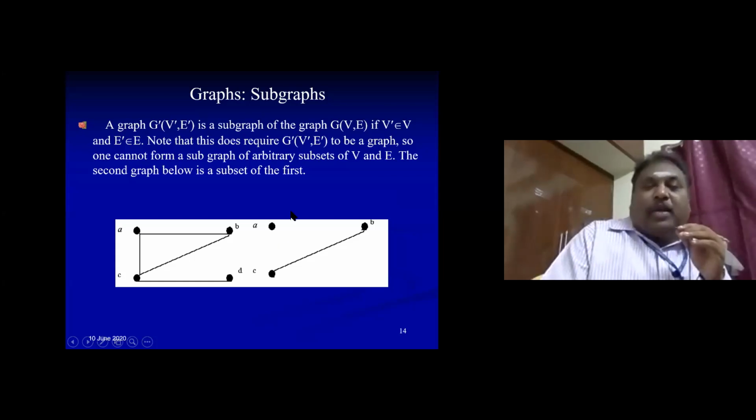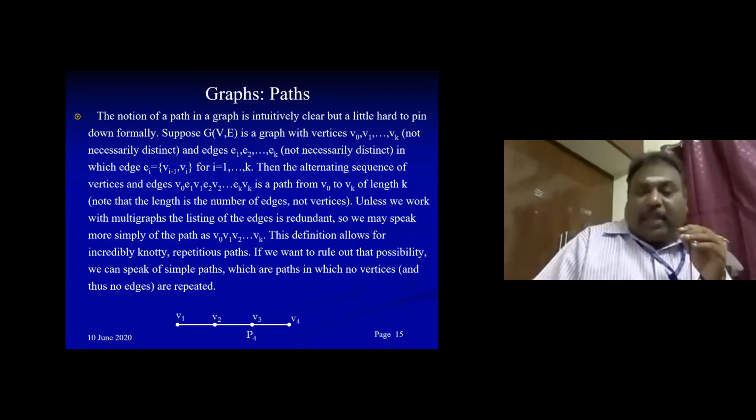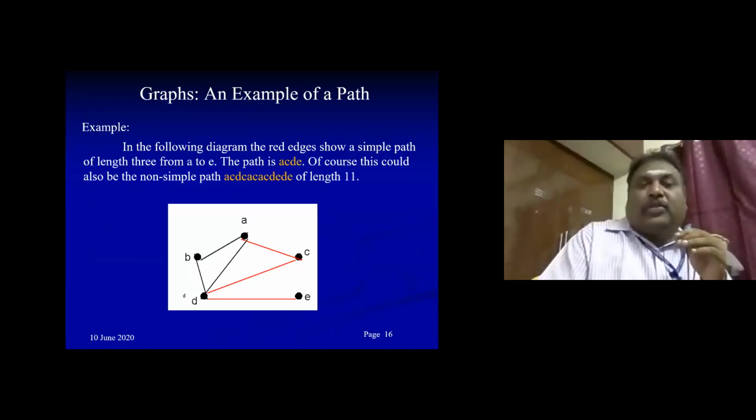Fine. So the path of a graph is intuitively clear, but a little hard to pin down formally. Suppose, what's a path? Path means walking. So you have a path to walk. Alternatively, you'll have vertices and edges. So I have a path here, V0, V1, V2 up to Vk. Generally, the path graph, this is a P4 example with 4 vertices, so it will have 3 edges. So alternatively, vertices and edges come in a path. If I do a path, I walk and then come back to the same point, it becomes a cycle.